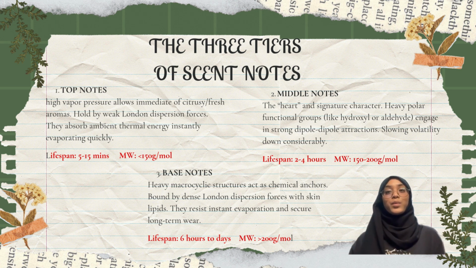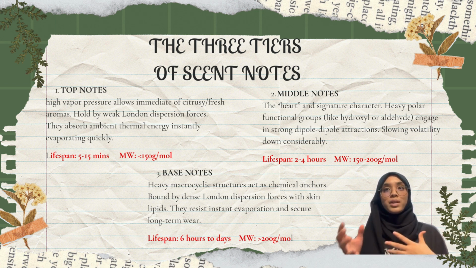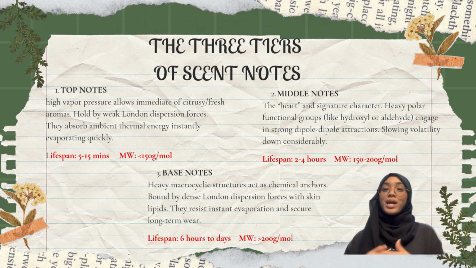Now, let's start with top notes. This is the immediate scent you detect right after spraying. Physically, these compounds have a low molecular weight, typically around 150 grams per mole, and very high vapor pressure. Classic examples include monoterpenes like limonene, which give citrus fruit their bright punch, and linalool, which defines lavender.